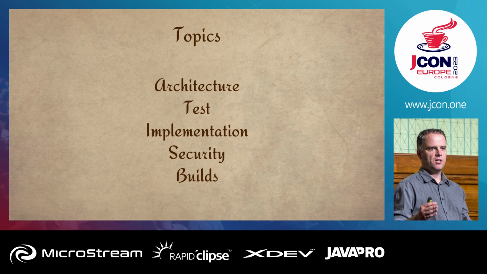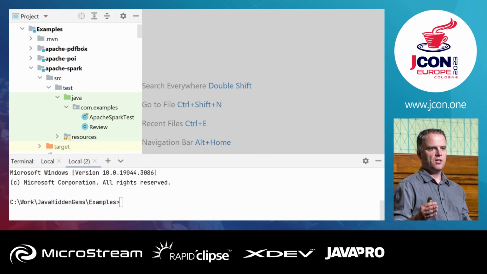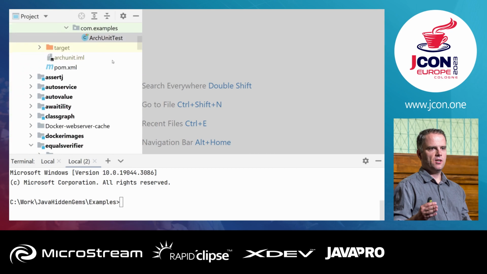So basically, to get started, I've divided the different tools and libraries more or less in a few topics to structure them. So we cover a bit architecture, test, implementation, security, and builds. But let's simply go to an IDE and see some tools and libraries. So first one we're going to look at is ArcUnit.